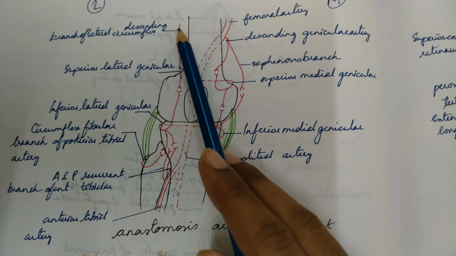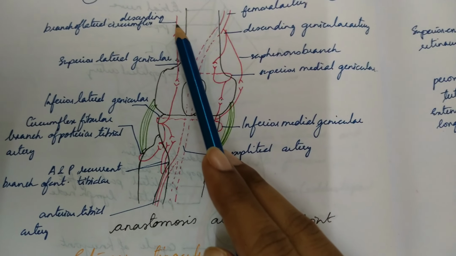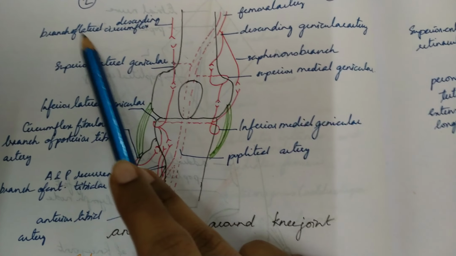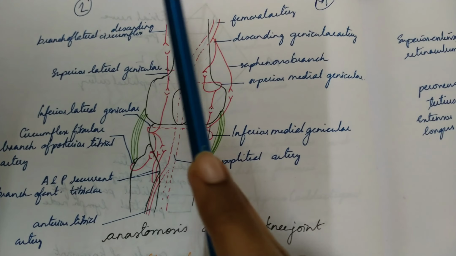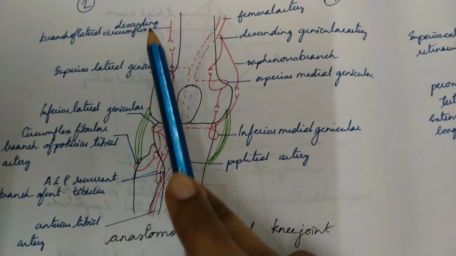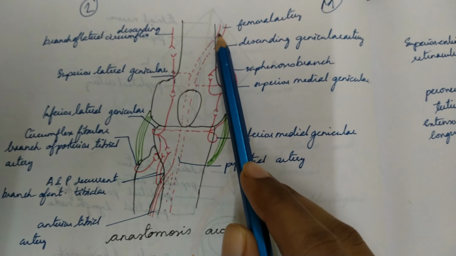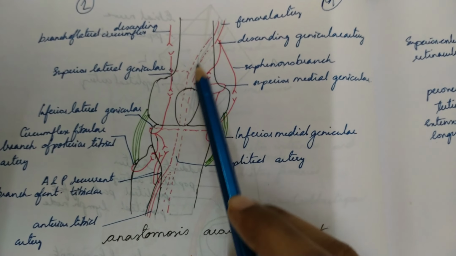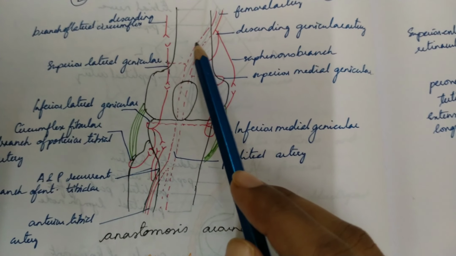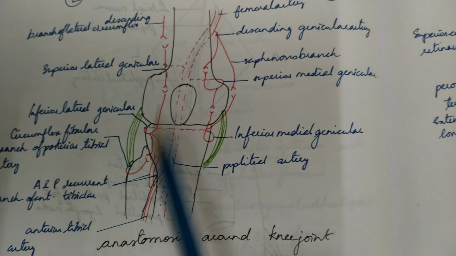First of all, the descending branch of the lateral circumflex femoral artery. This lateral circumflex femoral artery is a branch of the profunda femoris artery. Profunda femoris artery is a branch of the femoral artery. And then you can see the femoral artery up to here. Then it continues as the popliteal artery. This dotted structure represents the popliteal artery.